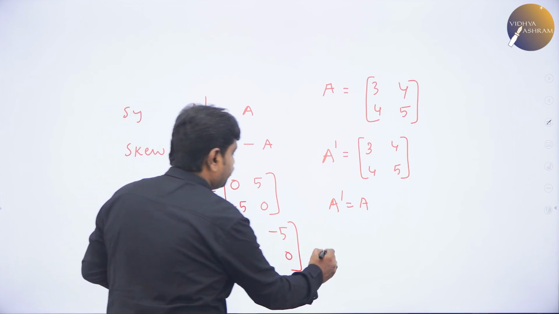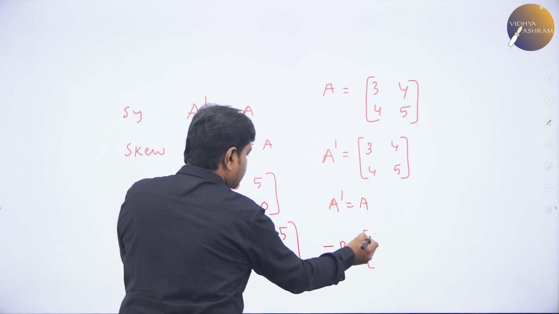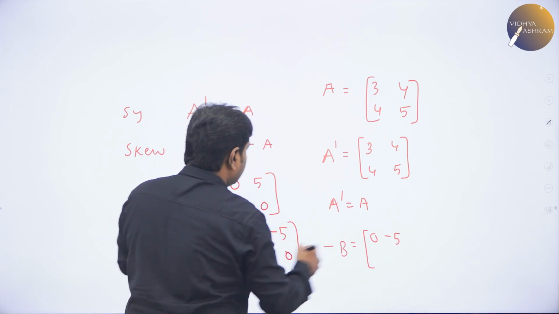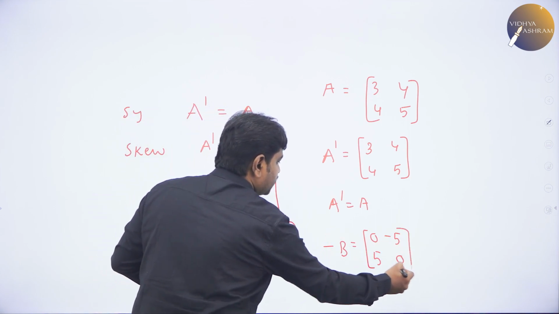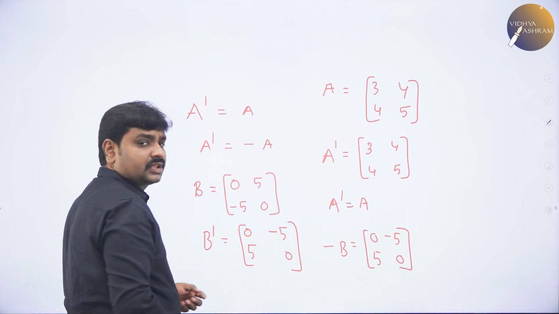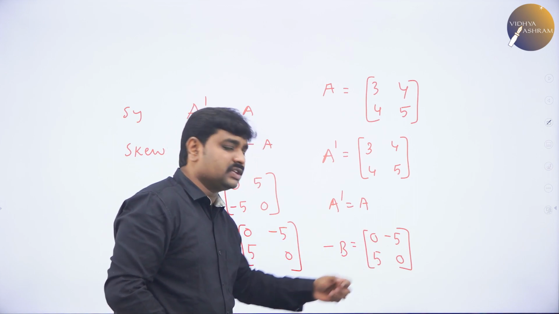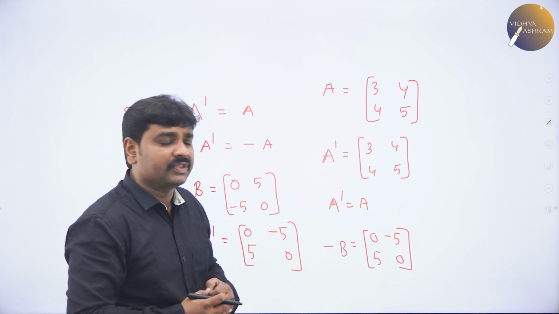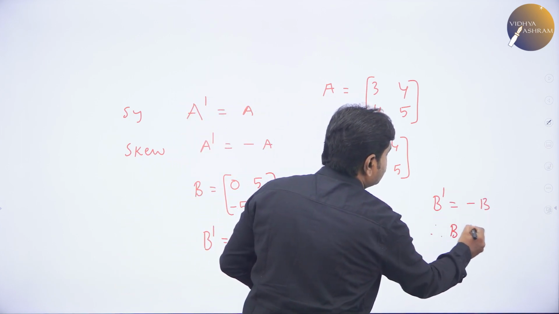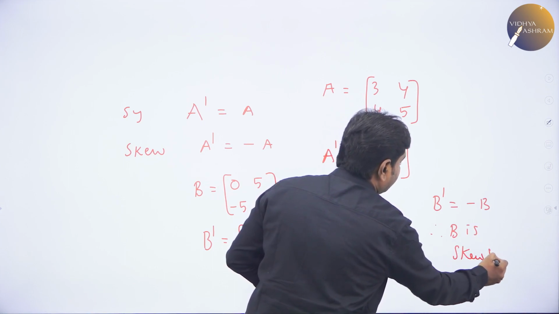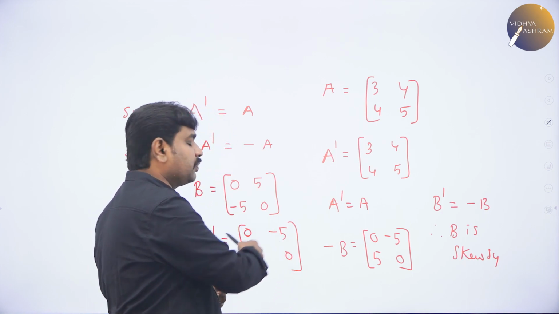But if you do minus B means what? Multiply minus sign to each element of B. Minus into 0 is 0, minus into 5 becomes minus 5, minus into minus 5 becomes plus 5, minus into 0 becomes 0. Observe this now, B dash and minus B both are same. B dash is 0 minus 5 5 0. Minus B is also 0 minus 5 5 0. You can see that B dash and minus B both are same. So therefore I can say B dash is equal to minus B. Therefore B is skew symmetric. All of you know. And for skew symmetric, the diagonal must be strictly 0, and the secondary diagonal elements are equal and opposite.